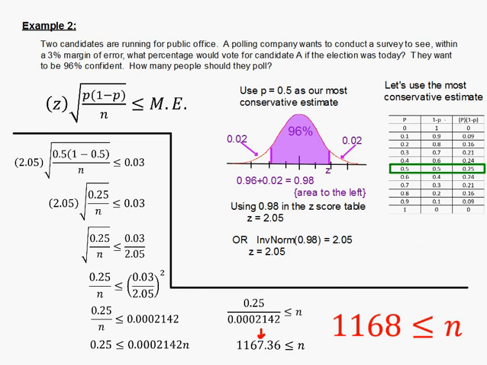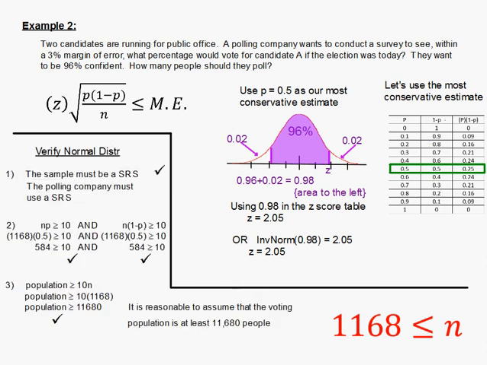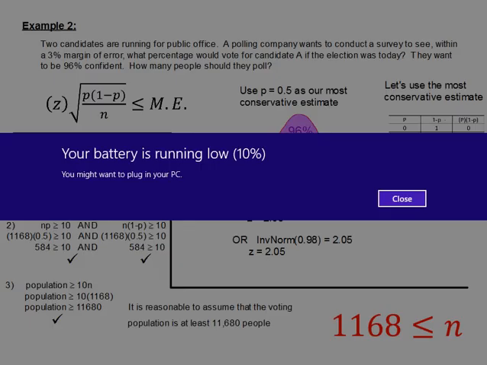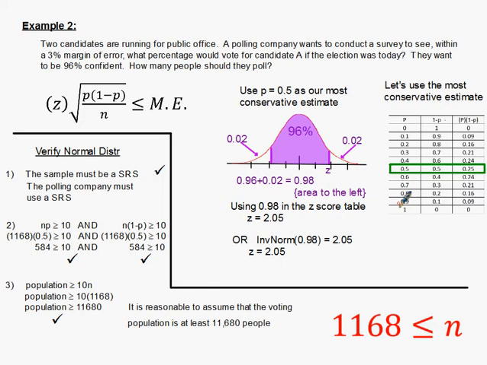Now we do need to verify that using inverse norm or the z-score table is justified, and it is. Oops. And I need to plug in. Hold on.